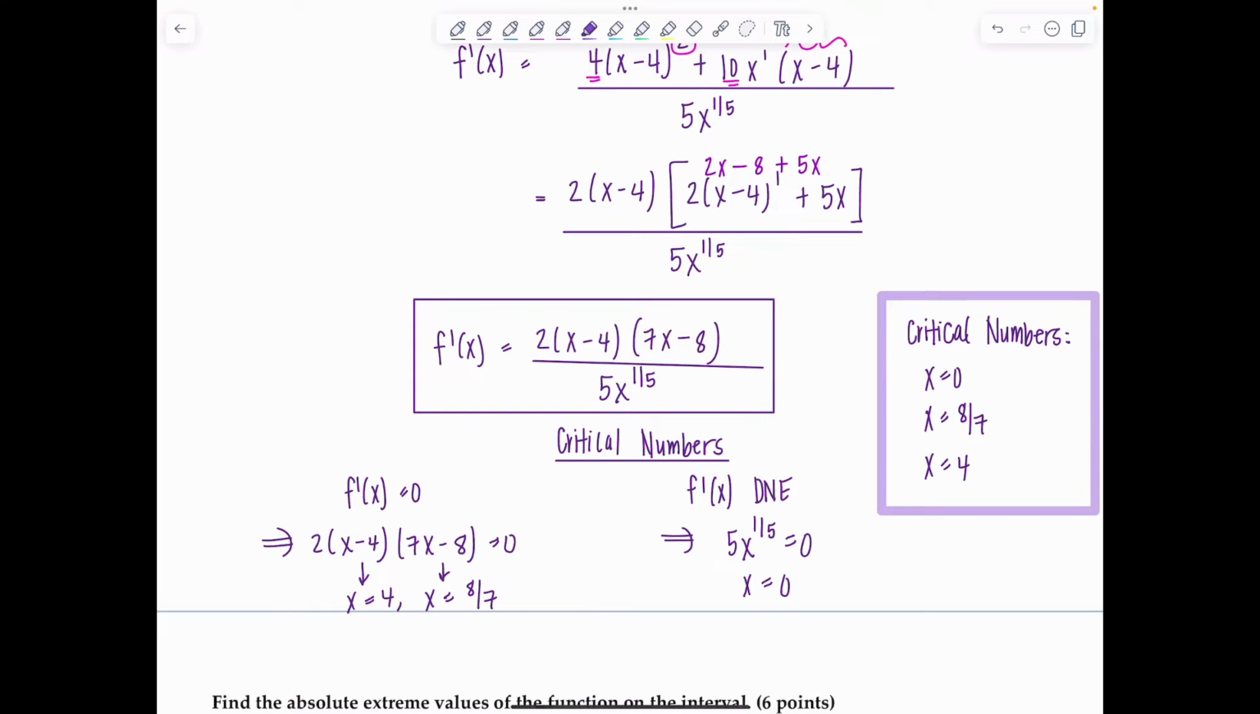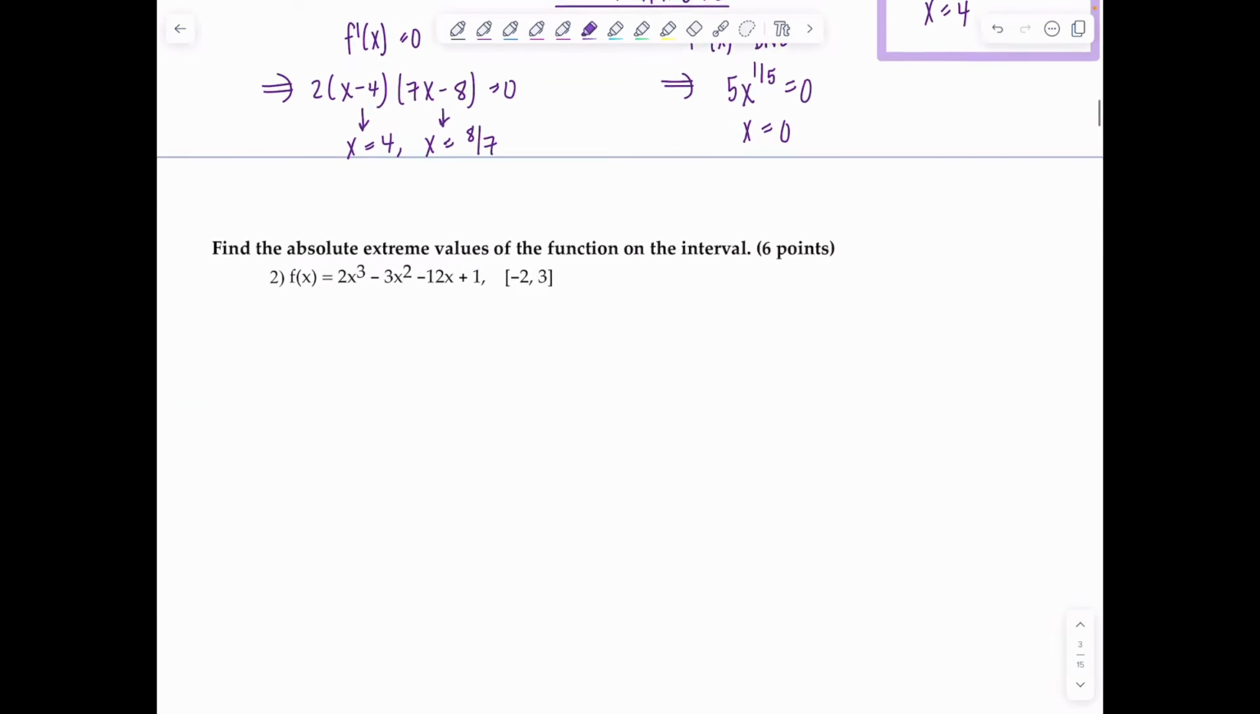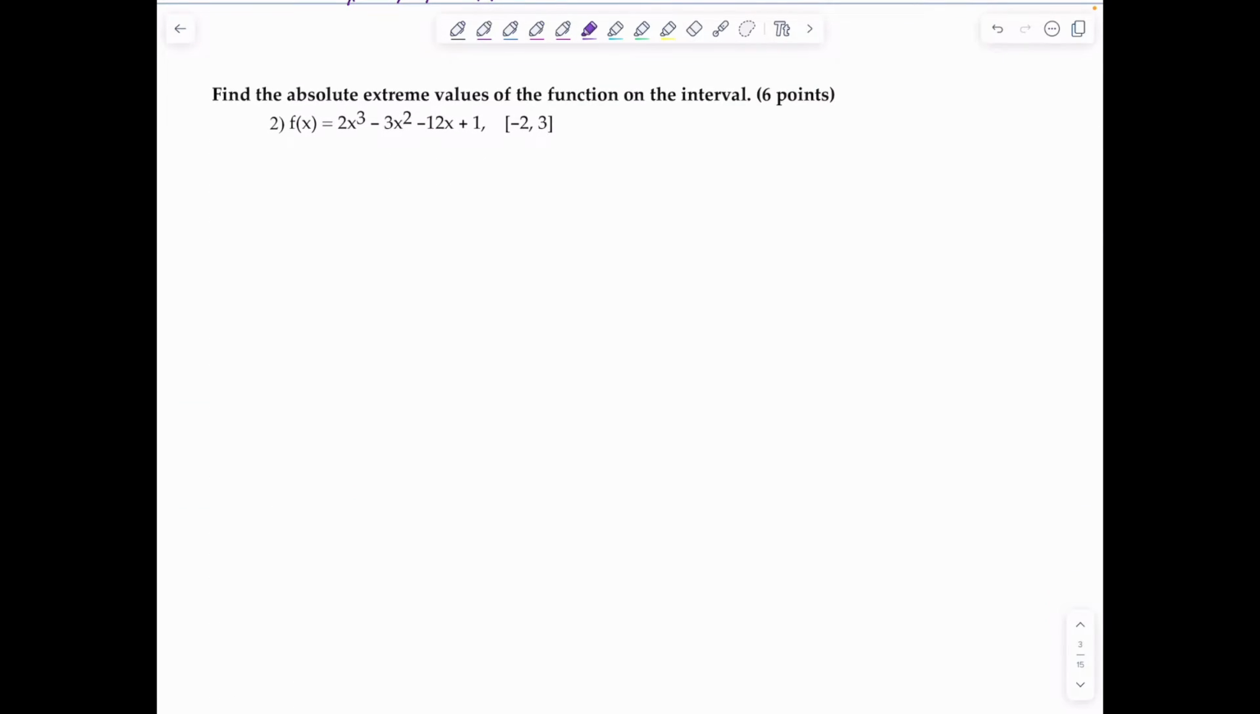Good? Very nice. All right, let's look at another example, this time dealing with absolute extrema, not just critical numbers. So find the absolute extreme values of the function on the interval. So remember, the method of solution is based on the extreme value theorem, which tells us that every continuous function has both an absolute max and an absolute min on a closed interval. So how do we determine where they are? The procedure is you find f prime of x and all of the critical numbers.